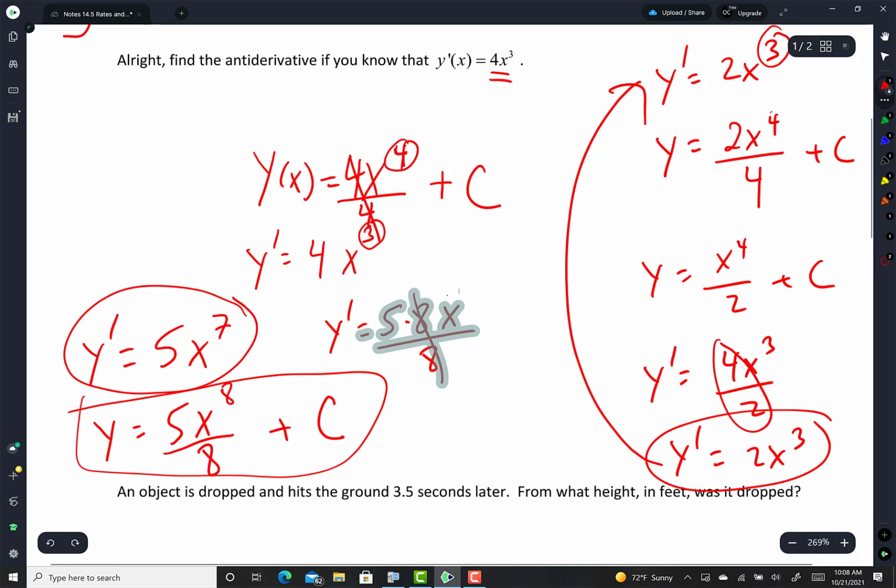No, you don't like that? If I take the derivative, y prime equals, what's 5 times 8? 40? 40 x to the 7th over 8. 8 goes into 40 5 times.